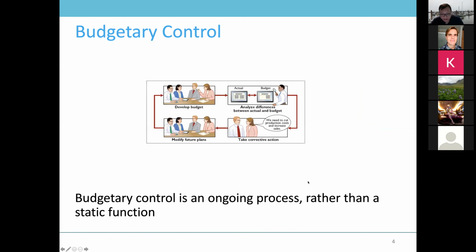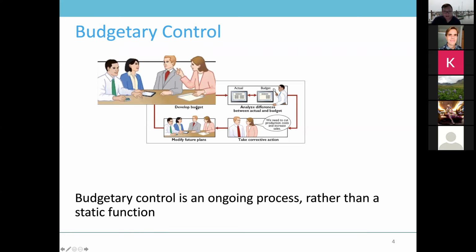So let's take a look at this process. The whole point is that budgetary control is an ongoing process. It's a cycle, not just a static function. It's not like, at the beginning of the month, I'm done with budgetary control for the whole year. No, it's an ongoing process. First, you are going to develop the budget. In chapter 10, we talked about different ways of developing budgets.